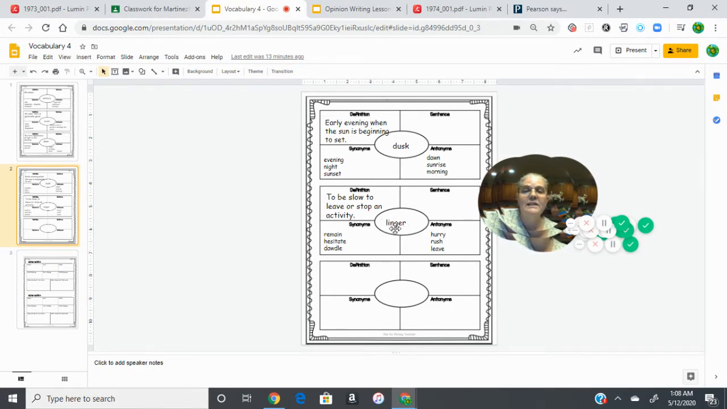This last one is linger, to be slow to leave, or to stop an activity. So synonyms mean remain, hesitate, dawdle, dilly-dally, those kinds of things. Antonyms would be to hurry, to rush, or to leave. All right, so tomorrow we'll add in a sentence, and then we'll add in our wow word for the week.